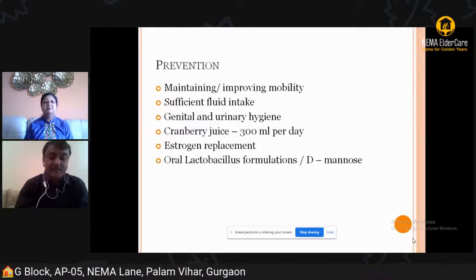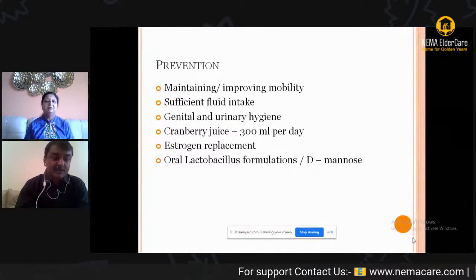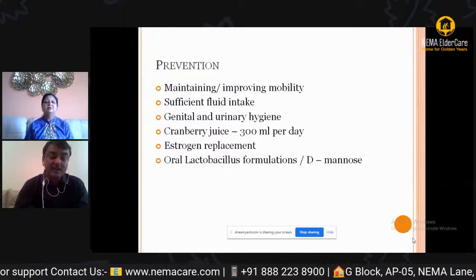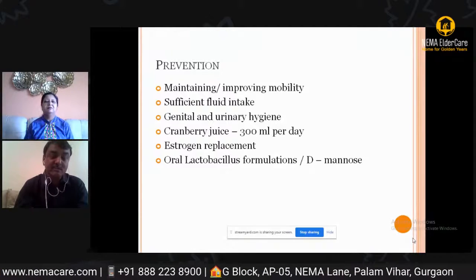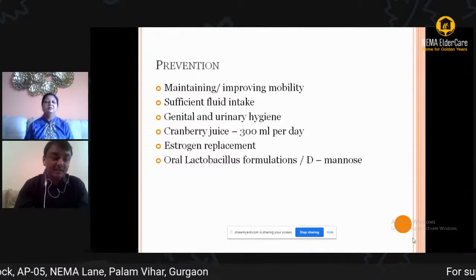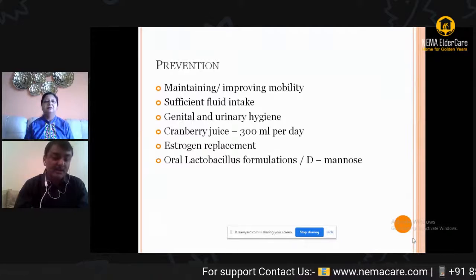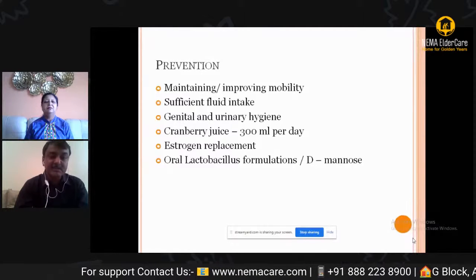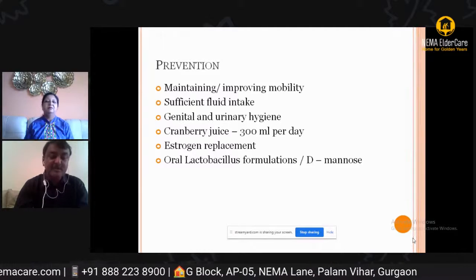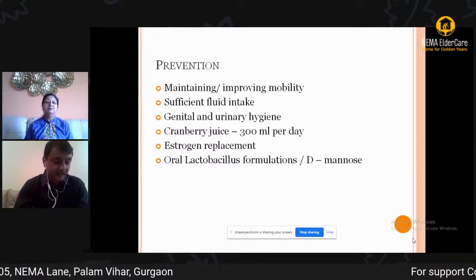Coming to the most important part of my talk, which is prevention of urinary tract infection. We have all seen that urinary tract infection is more common in the elderly, and it has its own set of problems. So it is better if we could prevent the infections in some way or the other. So many pharmacologic and non-pharmacologic methods, as in many medicines and other non-medicinal ways, have been studied to try and prevent the urinary tract infection.